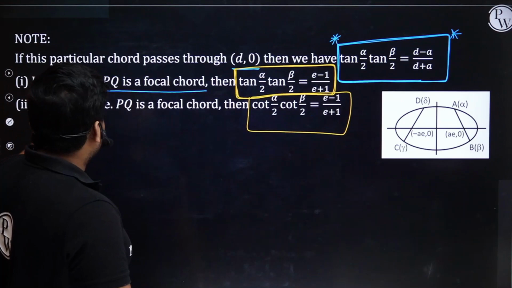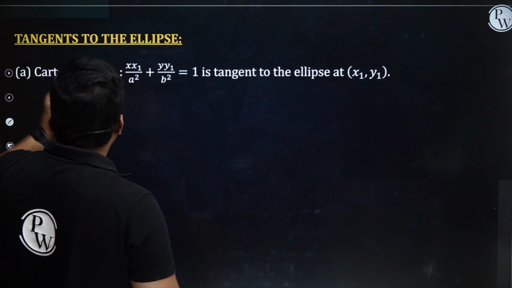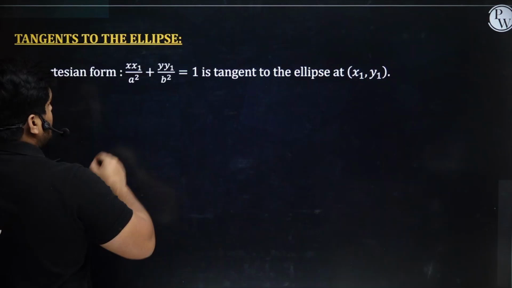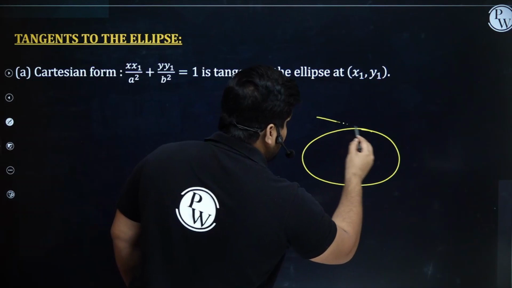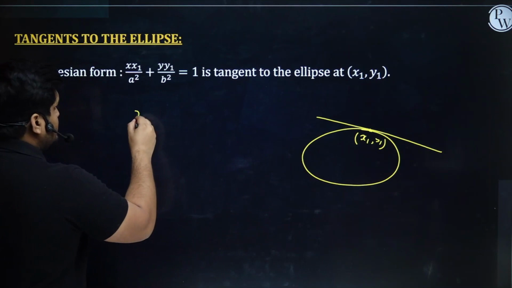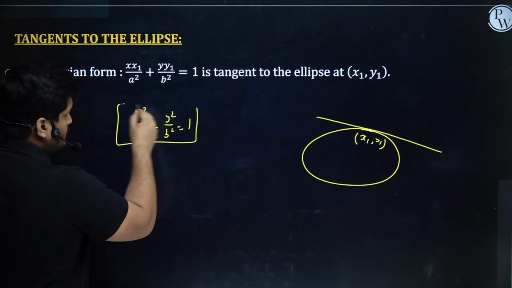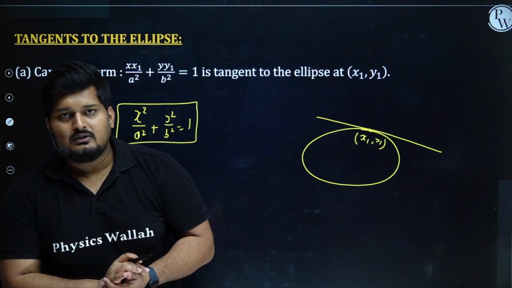Moving on with the next set of results, which is tangents. The first one is the Cartesian form, which is the point form, guys. Point form is the simplest because we have already studied it. To write the tangent for the ellipse x square by a square plus y square by b square equal to 1, if the point of contact is known, the method is already known to us. What do we do?